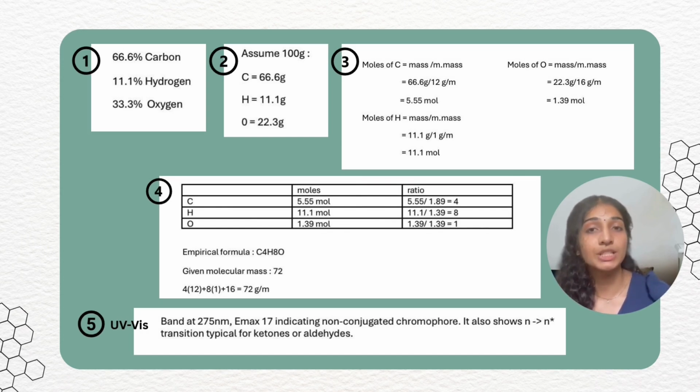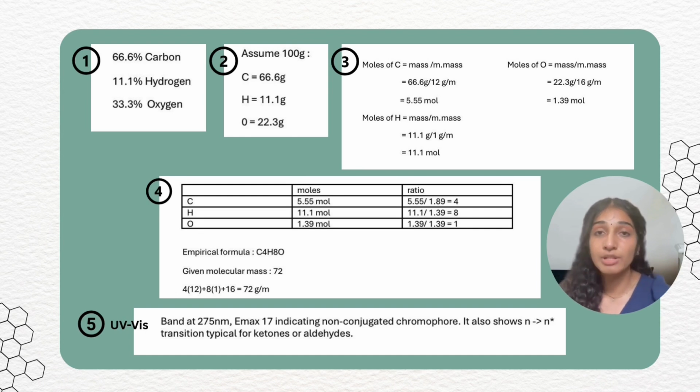Today I'll be presenting question 1, which involves analyzing a compound based on elemental composition and UV-visible spectroscopy data. We are given the following percentage composition: carbon 66.6%, hydrogen 11.1%, oxygen 22.3%. Assuming a 100-gram sample, we first convert this percentage to moles, where carbon 66.6 grams divided by 12 grams per mole equals 5.5 moles. Hydrogen 11.1 grams divided by 1 gram per mole equals 11.1 moles. And oxygen 22.3 grams divided by 16 grams per mole equals 1.39 moles.